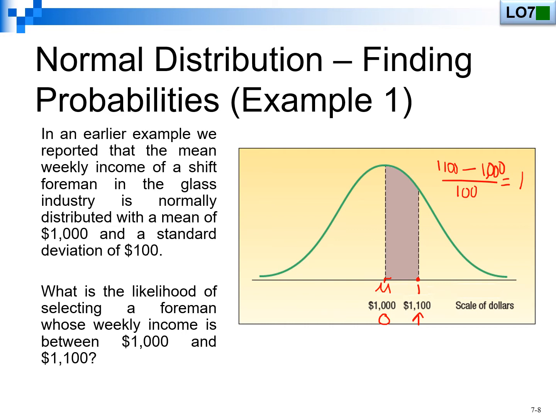So basically, you're trying to find the area between 0 and 1, because they're asking, what is the likelihood that a selected foreman has a weekly income between $1,000 and $1,100? We know we're at 0, we got 1, so we simply go to the table and look up a z-score equal to 1, and that table will give you the area from 0 to 1, and you're going to find that it's 0.3413. That should be your answer, and that's what's going to show up on the next slide.